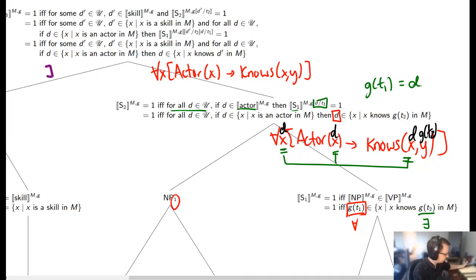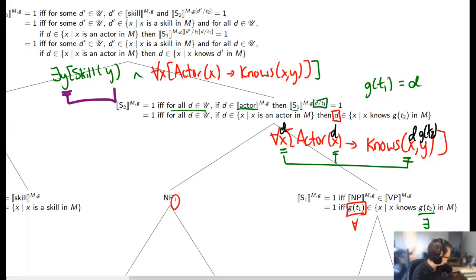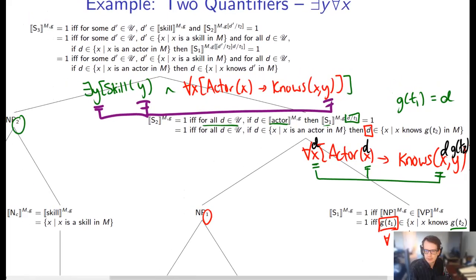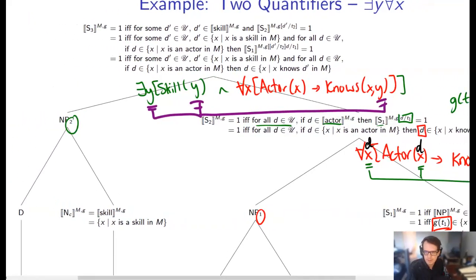So we're doing the part where we say exists a Y such that Y is a skill, and for all X, if X is an actor, then X knows Y. So what's going to happen in this case is we're essentially binding all of our Y's. All of the X's were bound in the previous step, and now we're binding all of our Y's, and now everything will be bound after this step. So we're binding NP2 here. So this is a skill.